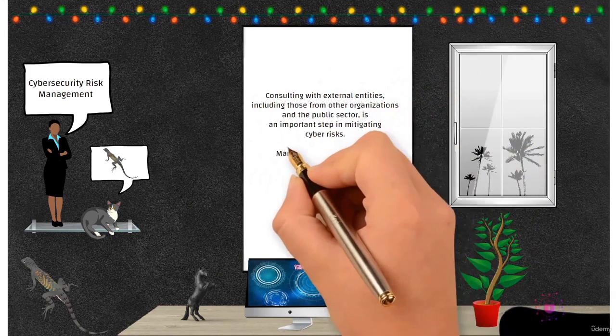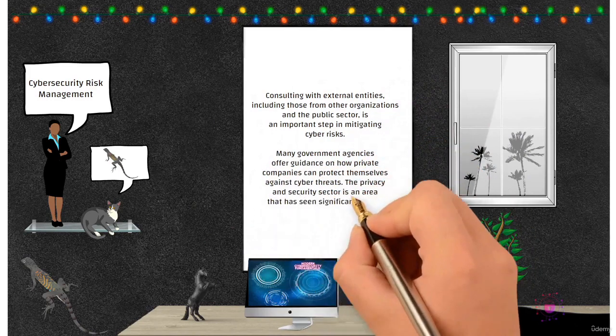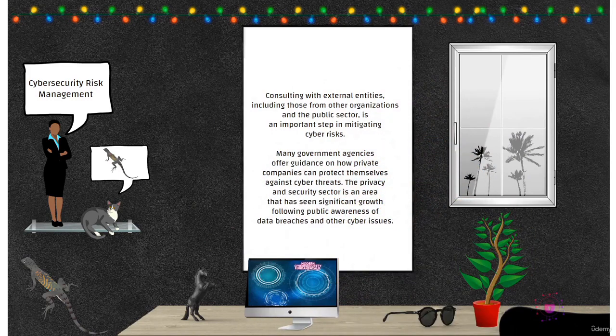Consulting with external entities, including those from other organizations and the public sector, is an important step in mitigating cyber risks. Many government agencies offer guidance on how private companies can protect themselves against cyber threats. The privacy and security sector is an area that has seen significant growth following public awareness of data breaches and other cyber issues.